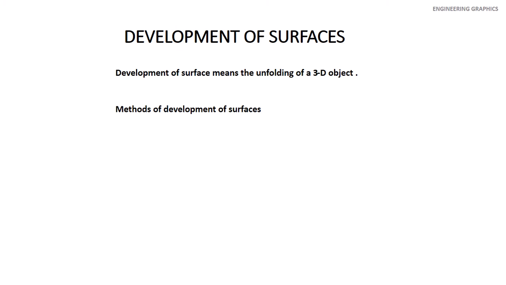So there are four methods of development of surfaces. The first one is the parallel line method. This method is used for the development of prism and cylinder. And the second is radial line method. This method is used for the development of cone and development of pyramids.